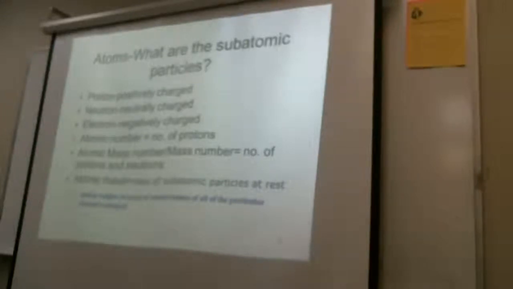Remember, the protons and neutrons are in the nucleus, and the electrons are in the shells, or they orbit around, right? Now remember, protons have a positive charge, neutrons a neutral charge, electrons a negative charge. Some things that you've already learned previously too, the atomic number is the number of protons.